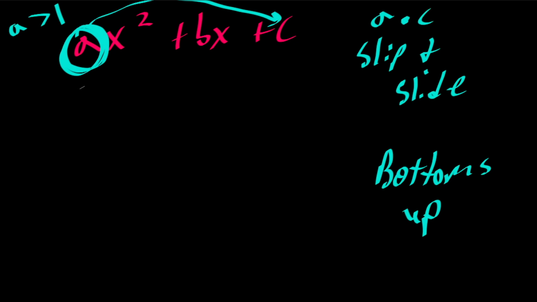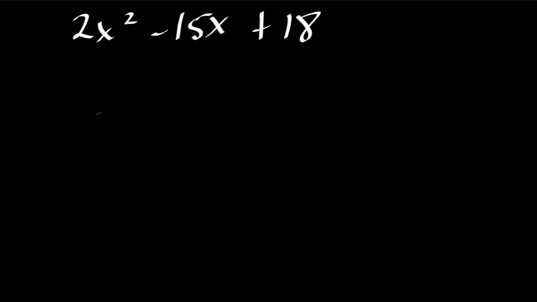Now, the big trick here is you have to remember, if you're going to do that, you have to come back at the end and divide by whatever that a value is. Now, let's actually look at some problems, because it's a lot easier to show you with problems. Just saying it doesn't help as much as showing it. So we have 2x squared minus 15x plus 18.